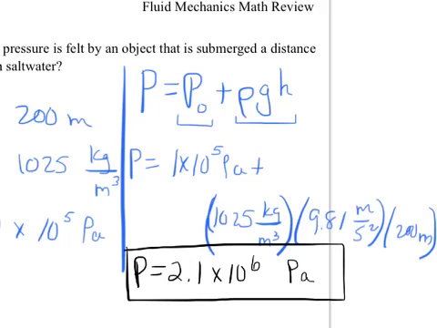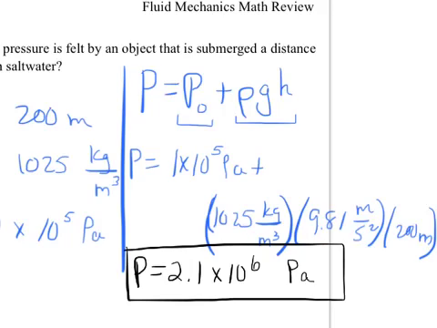Simple, yeah. 2.1 times 10 to the 6. We can't move on until somebody confirms this. I got that. Molly? That too. Confirmed. Fernando?